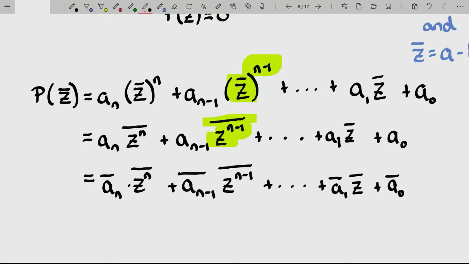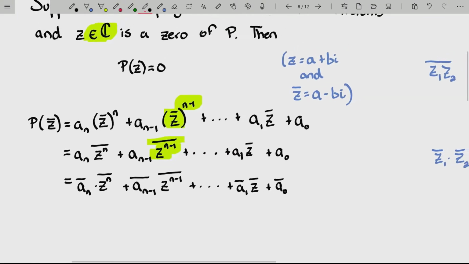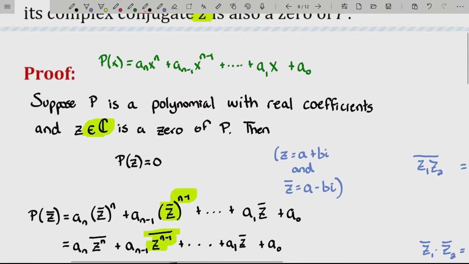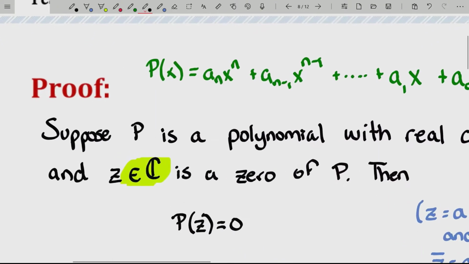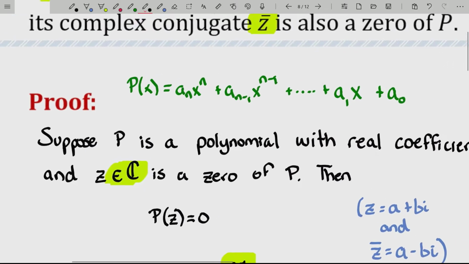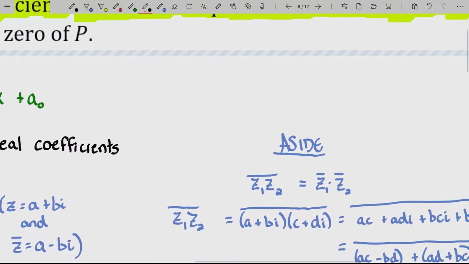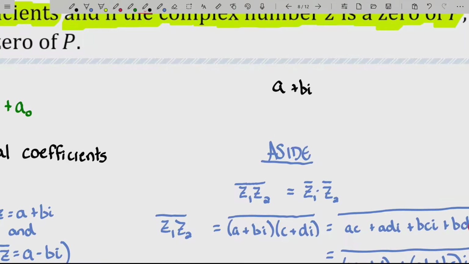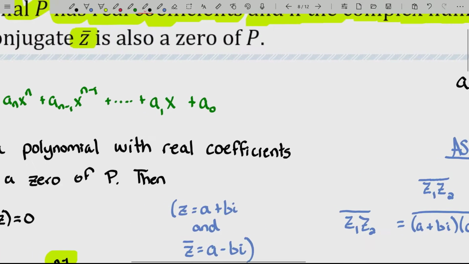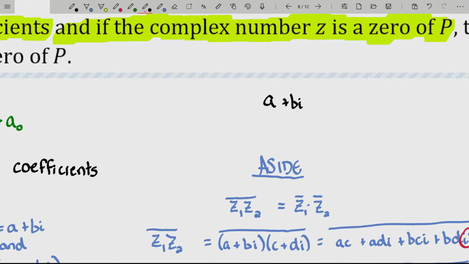Why is a equivalent to a bar? Well, remember, these coefficients, this is what the whole theorem relies upon. We've supposed that our polynomial has real coefficients. Pretend for a moment that our coefficient looks like this, a plus bi. Now remember, our coefficients are real, so b is 0 here, right?